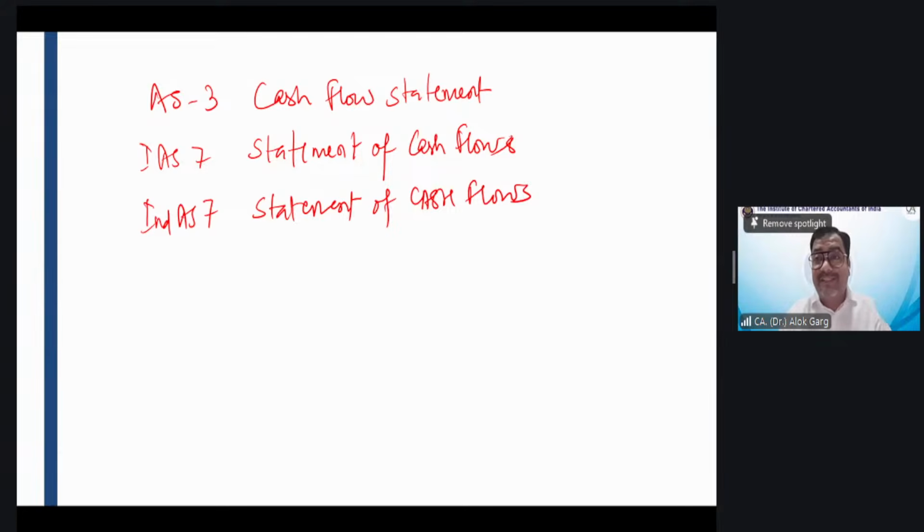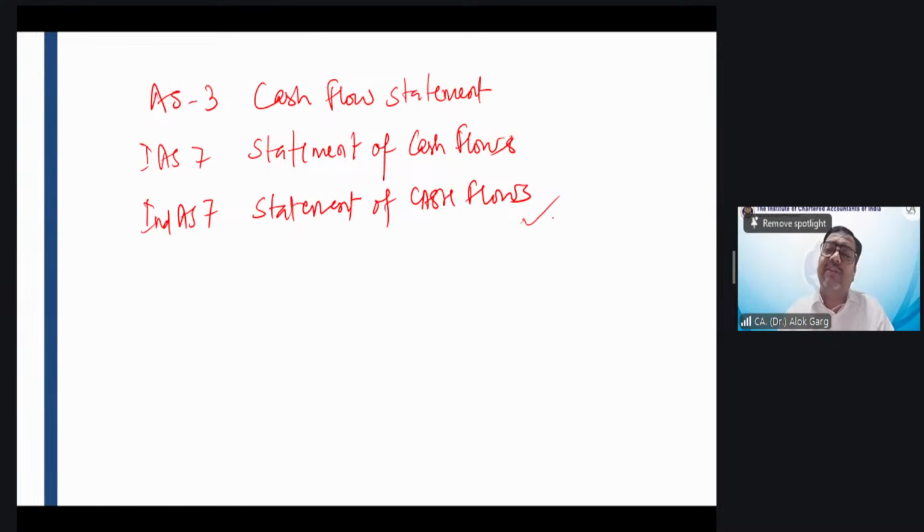Okay, so this is the observation which is available on the NFRA portal, on the NFRA website, in their order on IGSEC Heavy Industries Limited. So what is the right nomenclature? What is the right title? The right title is statement of cash flows, not cash flow statement, under Ind AS. If it is an accounting standard, then you can say cash flow statement. Is that clear?